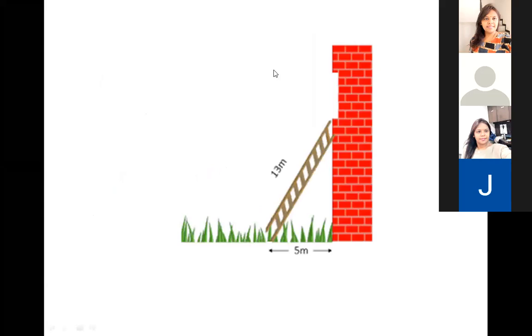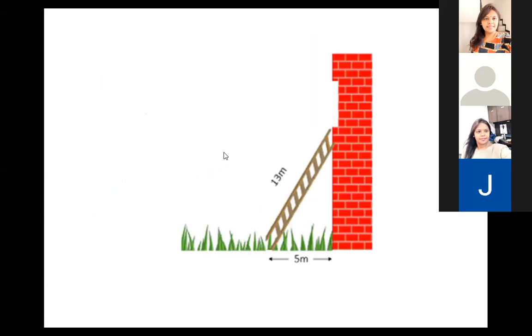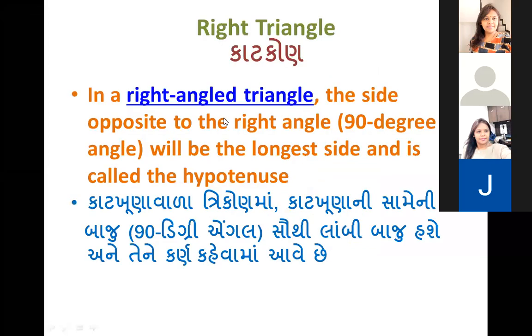When we put a ladder based on any surface, if you look at such a figure, it always makes a 90 degree angle. So the ladder example always represents a right angle triangle, and the ladder represents the hypotenuse. So all the types of triangles are finished.